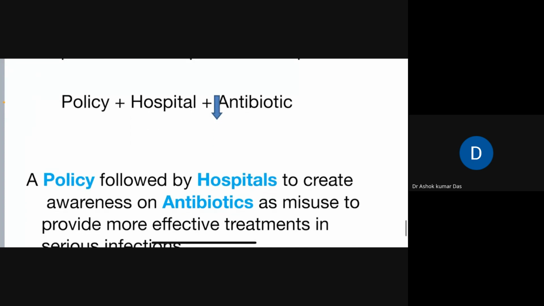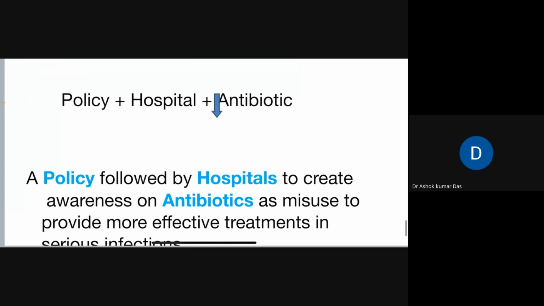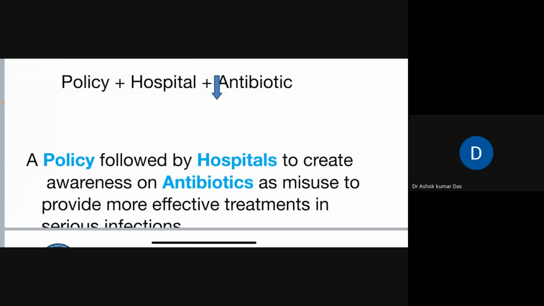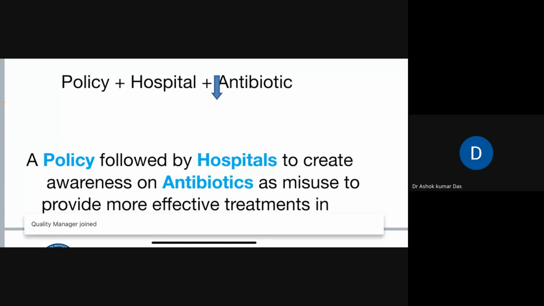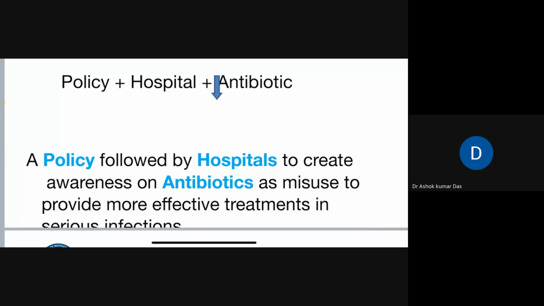That is a policy followed by hospitals to create awareness on antibiotic misuse and to provide more effective treatments in serious infections. Because now so much resistance has happened to the routinely used antibiotics that we are giving last resort drugs to treat normal infections, which could be treated by a narrow spectrum antibiotic. So we are using broad spectrum, last resort drugs for treating those infections.